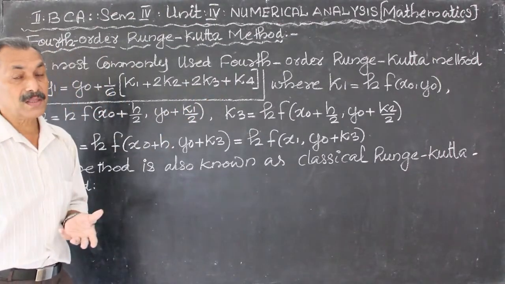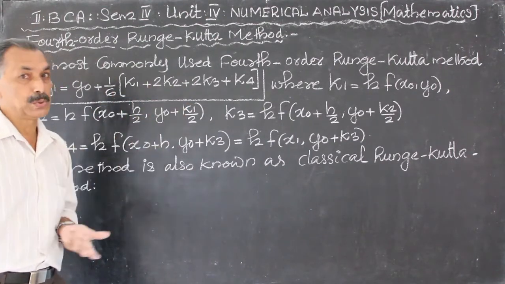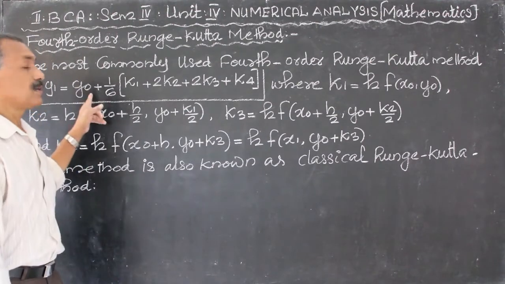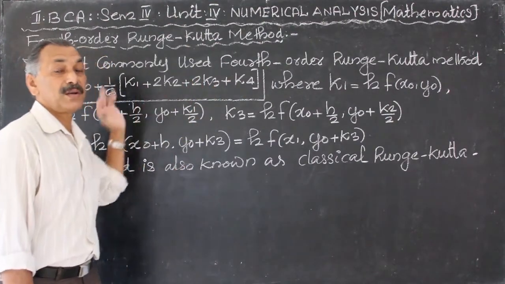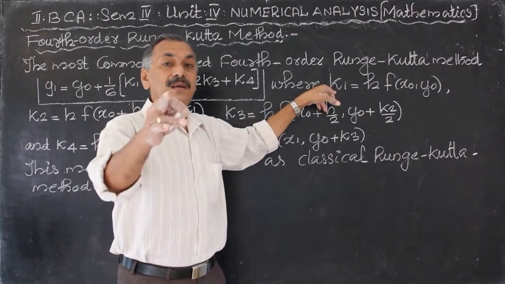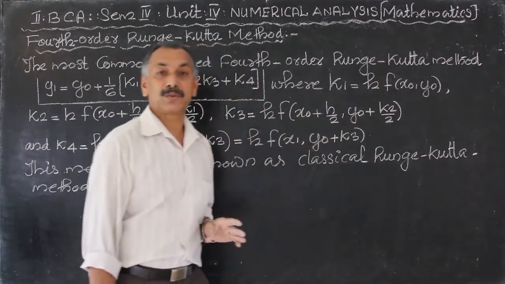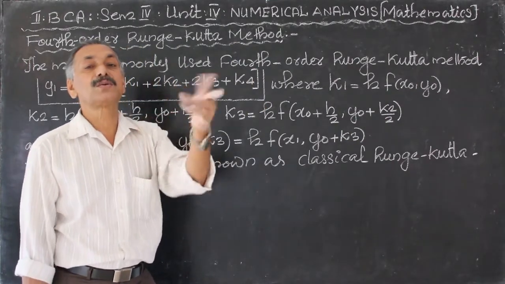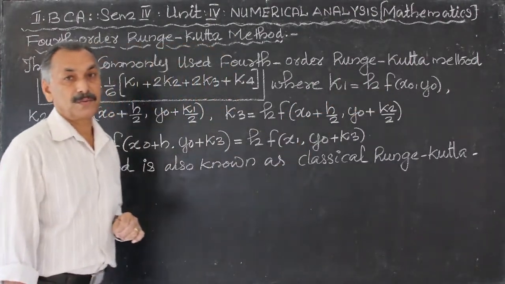In the second order method, what is y1? y1 is equal to y0 plus (k1 plus k2) by 2. In the fourth order method, it is y0 plus (k1 plus 2k2 plus 2k3 plus k4) divided by 6. Then what is k1? In the Runge-Kutta method, k1 is equal to h into f of x0, y0, where x0, y0 is the point for the solution at the point x1.